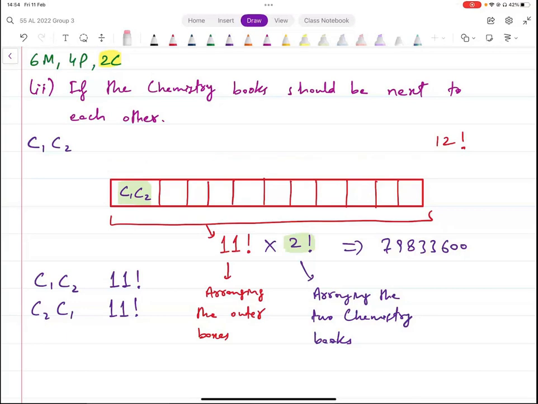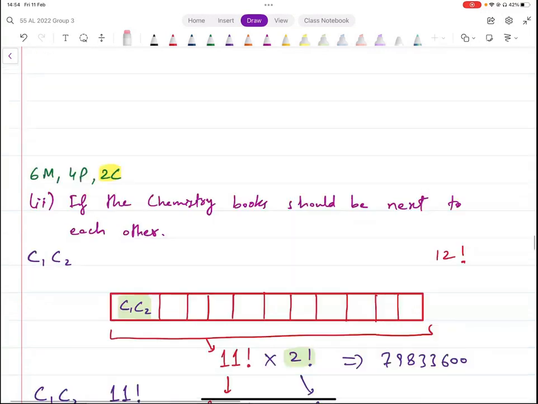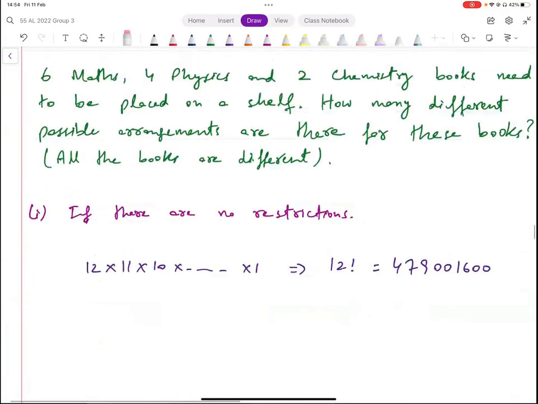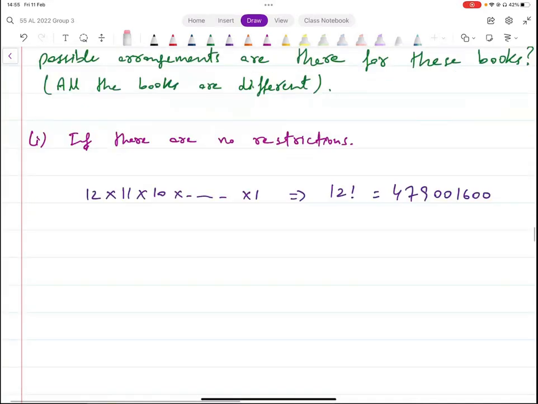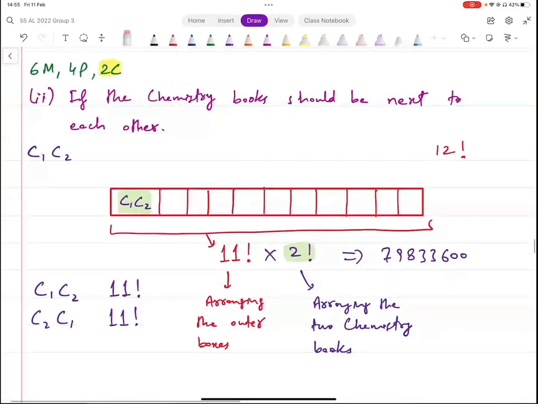11 factorial वहां से आ गया, and then we have inside this single box we've got 2 chemistry books, तो उनको arrange करने के कितने ways होंगे? 2 factorial, so we had 11 factorial into 2 factorial. और total possible arrangements कितनी थी? They were just 12 factorial. अगर कोई भी restriction ना हो तो 12 factorial हो गया. तो total में से अगर हम minus कर दें ये वाला case where the chemistry books are together, in all the other cases the chemistry books would not be together. So that's what we want.